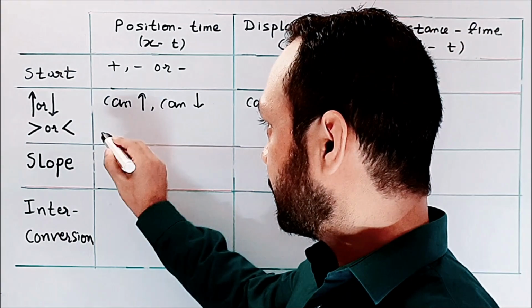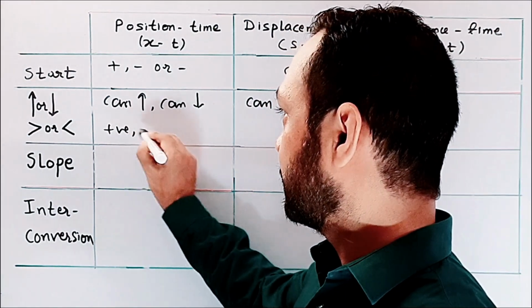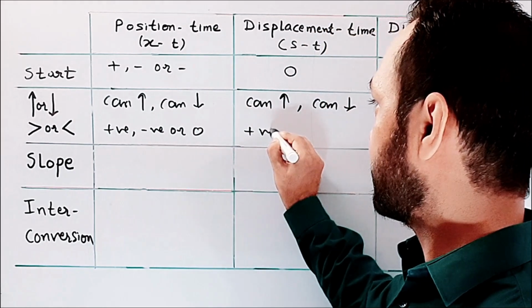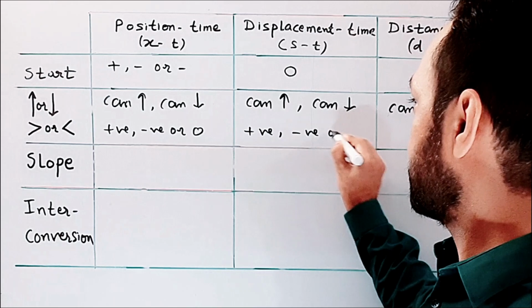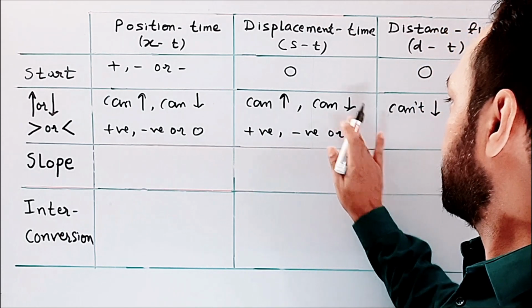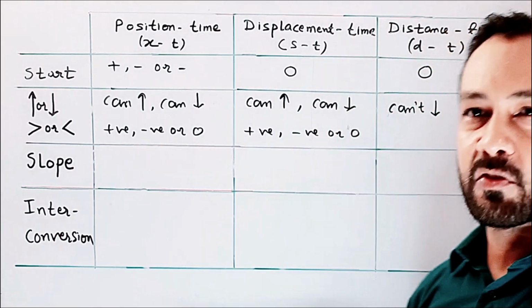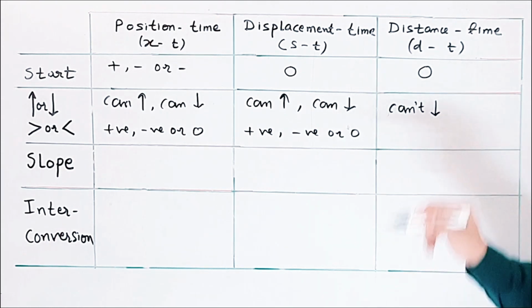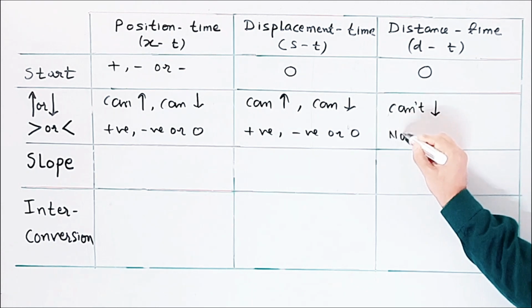Position and displacement can be positive, negative or 0, and distance cannot be negative. It can be positive or 0. If the motion is not taking place, distance is 0. If it is moving, then distance has to be positive. So it is better to say that it is non-negative.